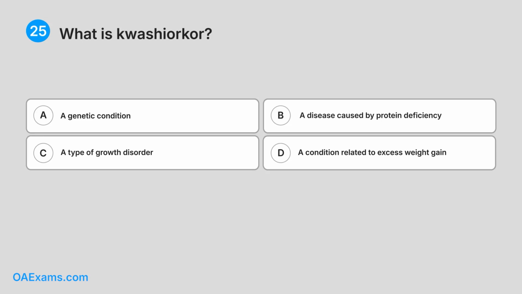25. What is kwashiorkor? A. A genetic condition. B. A disease caused by protein deficiency. C. A type of growth disorder. D. A condition related to excess weight gain. Can you guess the answer?